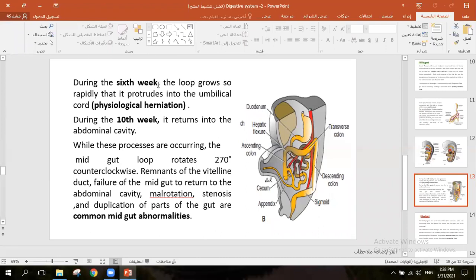During the sixth week, the loop grows so rapidly that it protrudes into the umbilical cord, and this is called physiological hernia. This intestinal loop, the primary intestinal loop, gives rise to these parts.